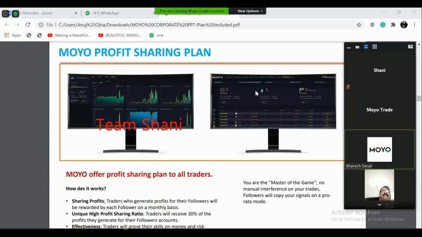And the investors do a profit sharing with the traders, and that is a 70-30. So 30% the trader takes, and 70% they get, and out of that, Moyo also keeps a 10%, right? So that's the standard plan.